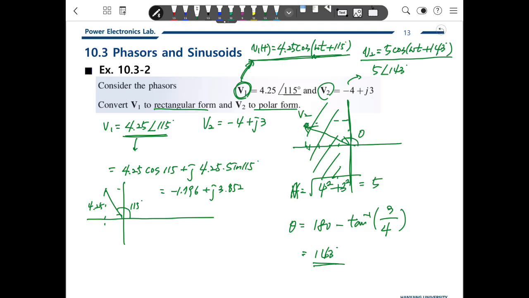We have three variables: the magnitude, the frequency, and the phase. But because frequency is fixed, we don't care about it anymore. Then we want to express all voltage and current variables with only two variables, the magnitude and the phase. To do that, we use a new concept, the phasor. A phasor is a kind of complex number that expresses sinusoidal variables by magnitude and phase. So that is a phasor.